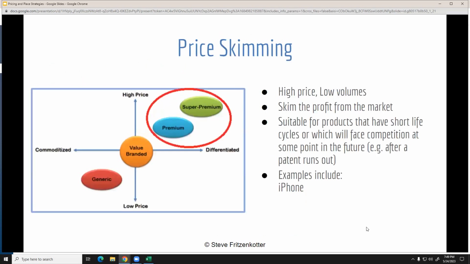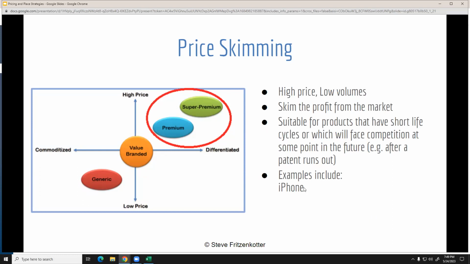Now, price skimming is a different strategy. That's where you are a market leader. You have a differentiated product that resonates. Your unique value proposition resonates with your audience. They want it. They will pay for it.